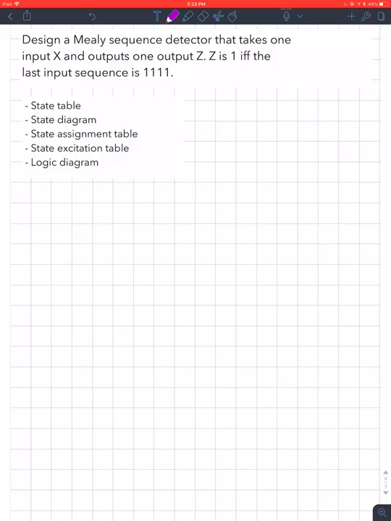For this question, it says design a Mealy sequence detector that takes one input X and outputs one output Z. Z is 1 if and only if the last sequence is 1, 1, 1, 1. So when our sequence reaches 1, 1, 1, 1, that's saying our Z equals 1. So your first step is to do a state table, and you're going to have 4 states for this because there's 4 inputs. So A, B, C, and D.